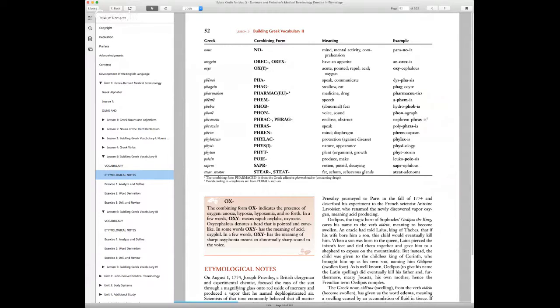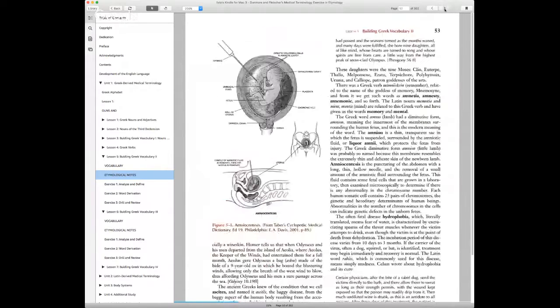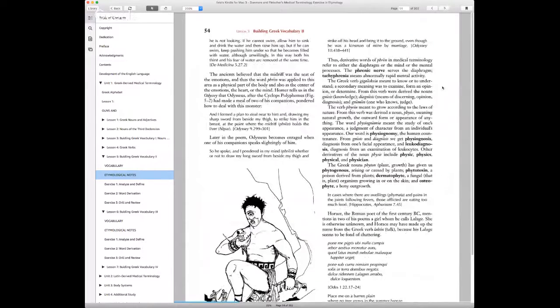The etymological notes talk a lot about some Greek mythology, which is interesting, but not entirely important for your understanding of medical terminology. So as always with these etymological notes, I recommend that you look them over, read them briskly, and mostly note the medical terms as you're reading them and say to yourself, how would I break those down? So that's a good way to get some extra practice in breaking down words.